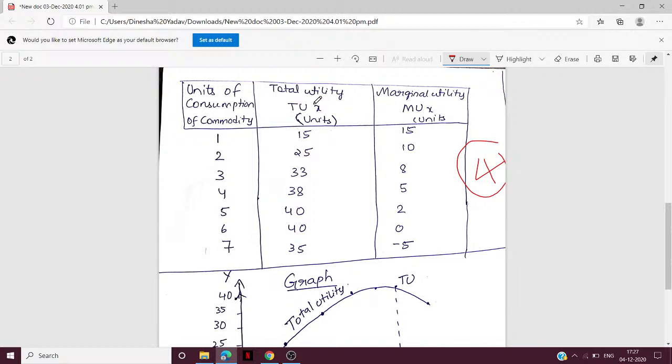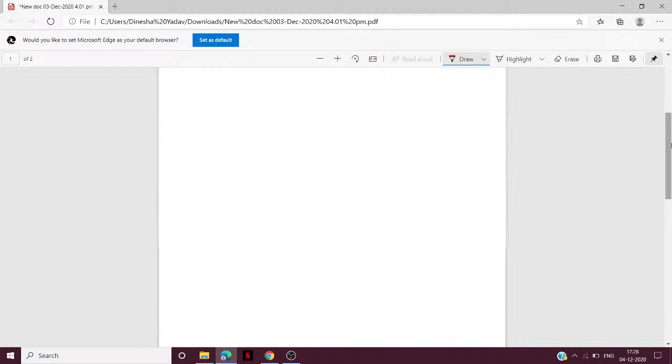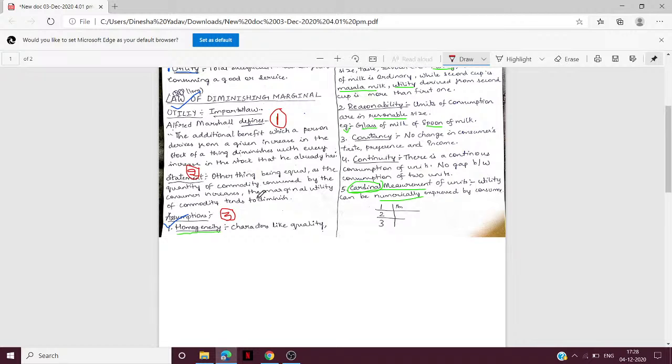Secondly, for diminishing marginal utility, we need two units. First one is total utility, second one is marginal utility. Remember, total utility talks about total satisfaction, whereas marginal utility talks with every one more increase in the unit. As you can see in our definition here statement, we have discussed about marginal utility. What it says, other things being equal, as the quantity of commodity consumed by the consumer increases, the marginal utility of commodity tends to diminish.